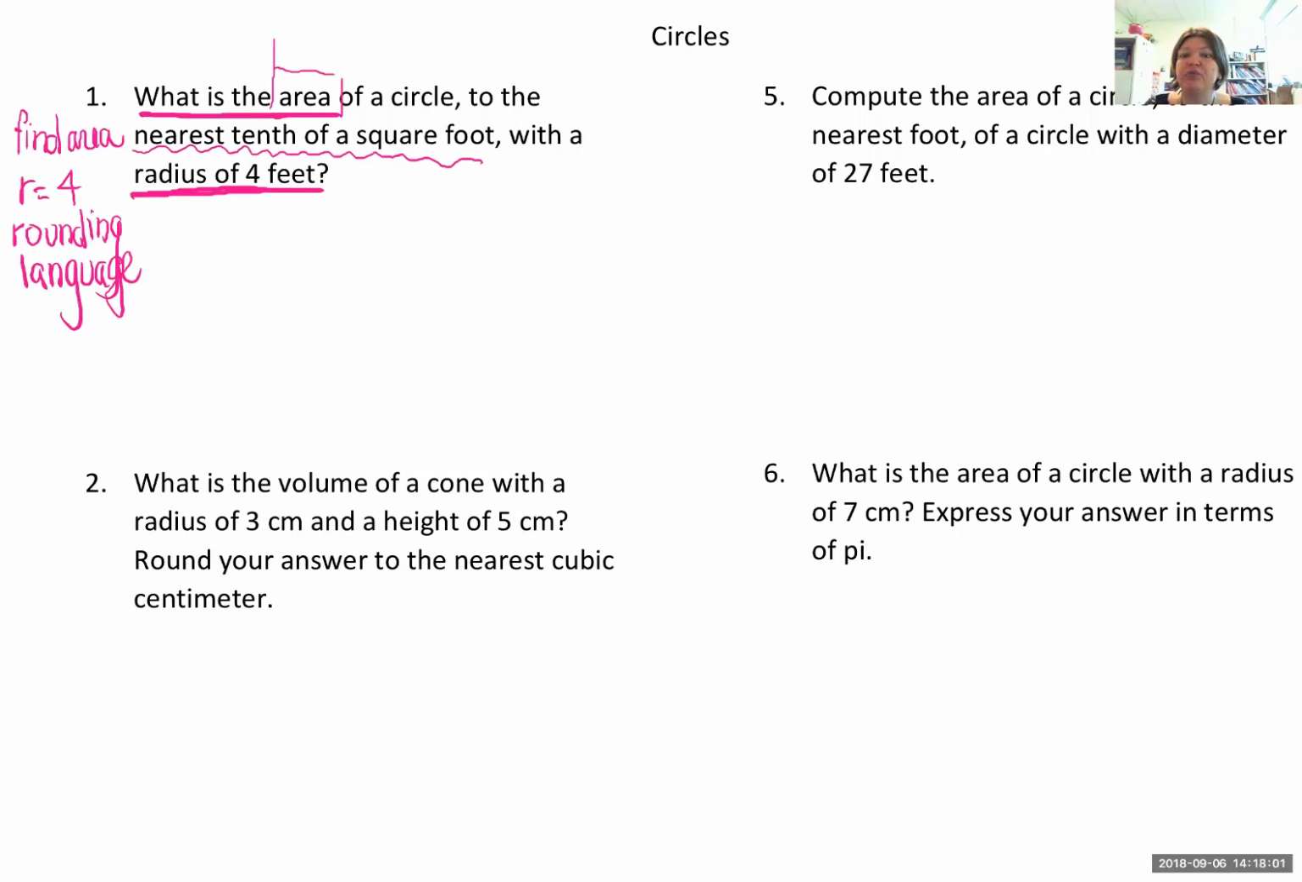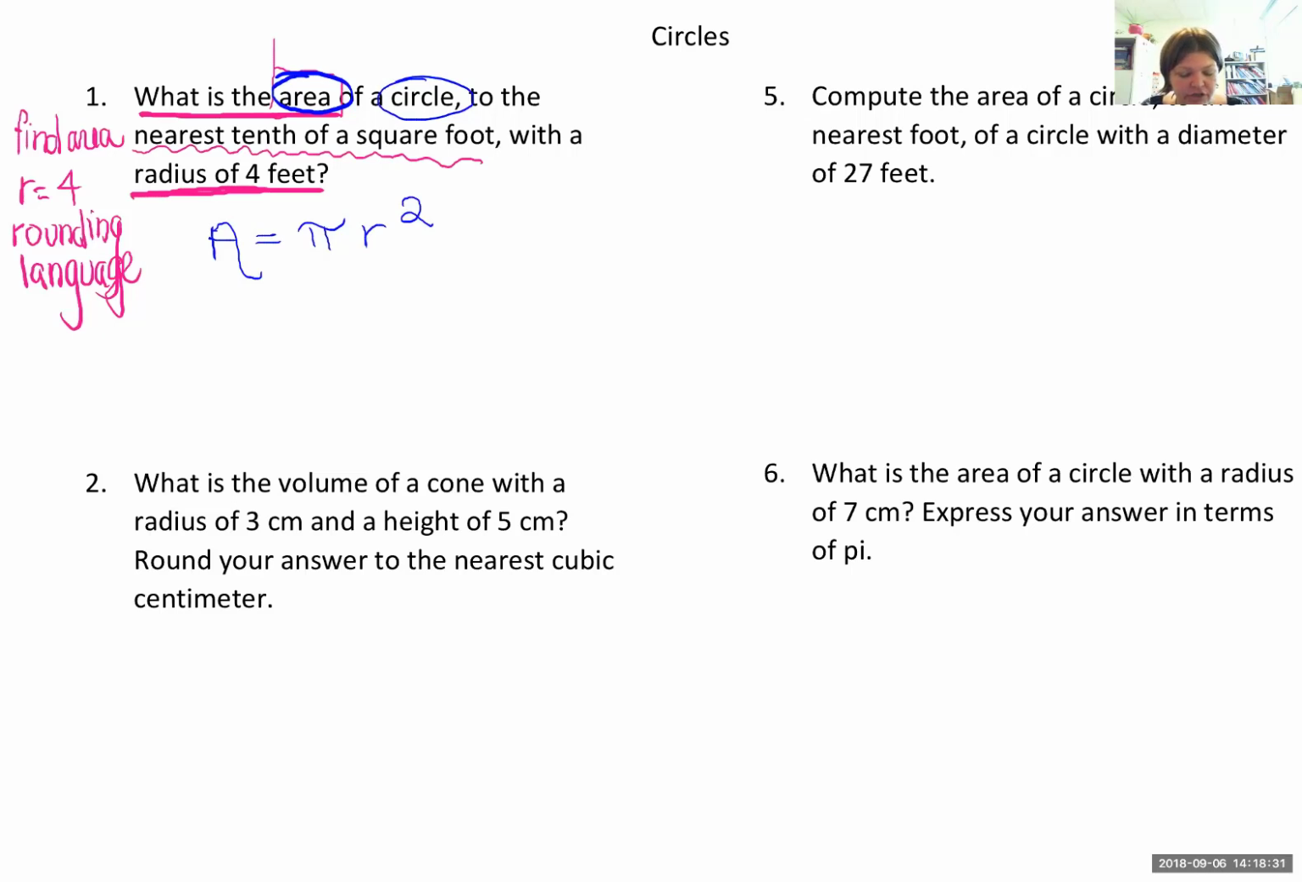So let me first start with the appropriate formula. I asked you guys to bring your GED formula sheets to class today. Why? Because if you did this on the GED, you'd have the formula sheet. You don't have to have this memorized. So I need the area of a circle formula. Anybody brave enough to read that formula to me? A equals pi r squared. Exactly. And I love how you read that. You read that like a mathematician. A equals pi r squared.